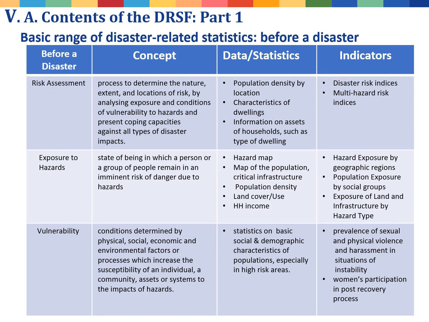So in here, for the exposure to hazards, the data and statistics that are required will be a hazard map, map of population, critical infrastructure, population density, land cover use, and household income. And the indicators that will be generated here would be hazard exposure by geographic regions, population exposure by social groups, and exposure of land and infrastructure by hazard type.